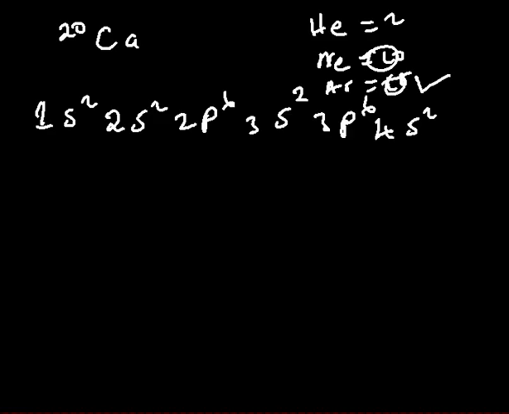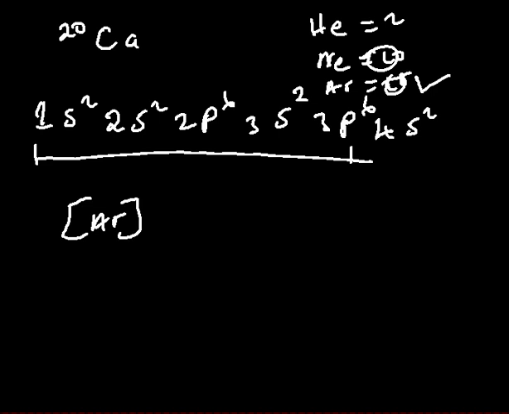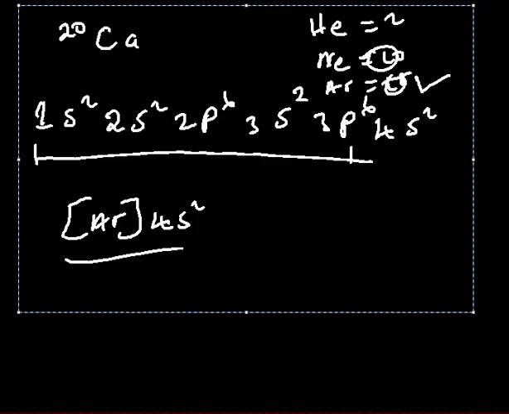So where is argon ending? Argon, having 18 electrons, ends here. So in this case we have argon, then what is remaining? We are remaining with 4s2. So this is what we call the ground state configuration of calcium. All you need is to be well conversant with the periodic table and be able to identify the noble gases that you can use.